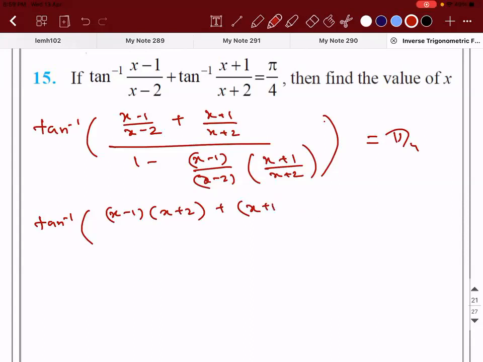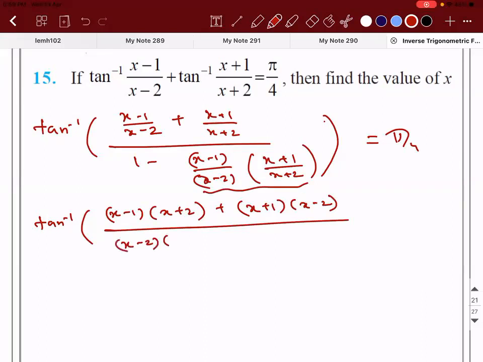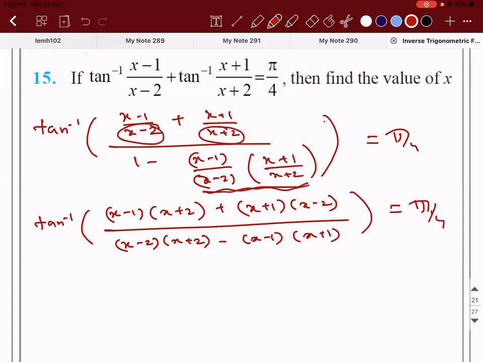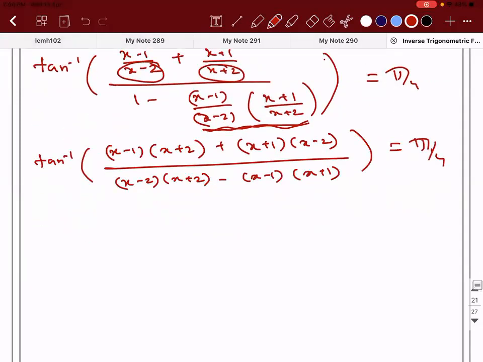Divided by, this is the LCM here, x minus 2 into x plus 2 minus x minus 1 into x plus 1 is equal to pi by 4. Why did I leave this x minus 2 and x plus 2 here and x minus 2 and x plus 2 here? Because when you take the LCM, the denominator will be the product of both. Is that understood? So this is the step I wrote.